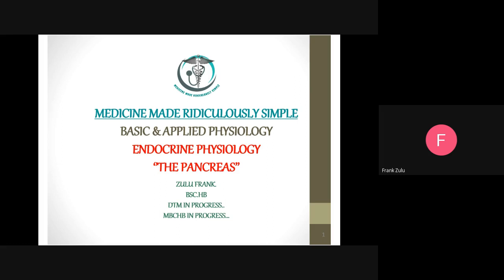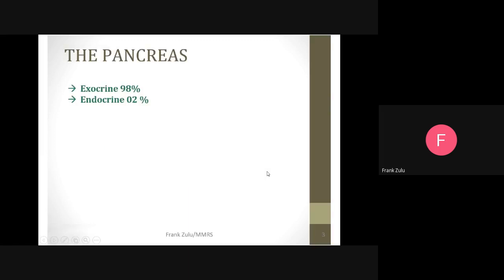So that is the topic of today, endocrine physiology, the pancreas. Like I said, the pancreas as an organ is divided into two in terms of the cells, okay? 98% of the cells are the ones that make up the exocrine pancreas, okay?